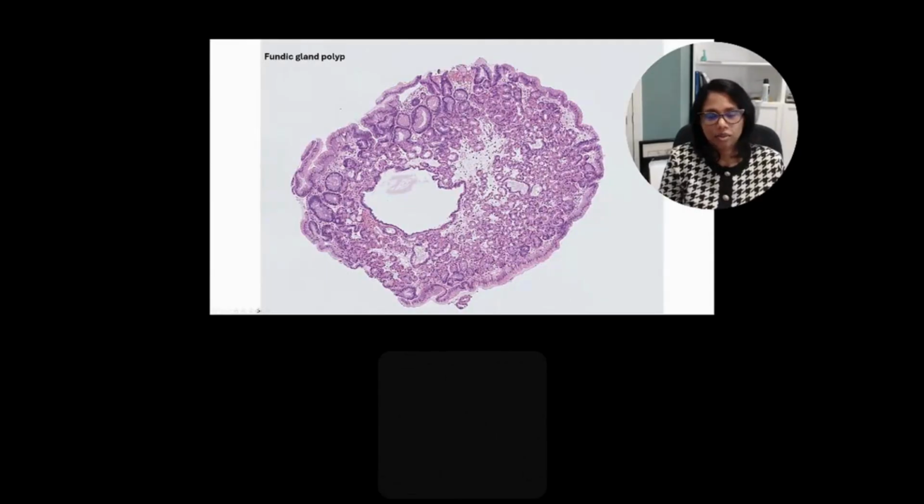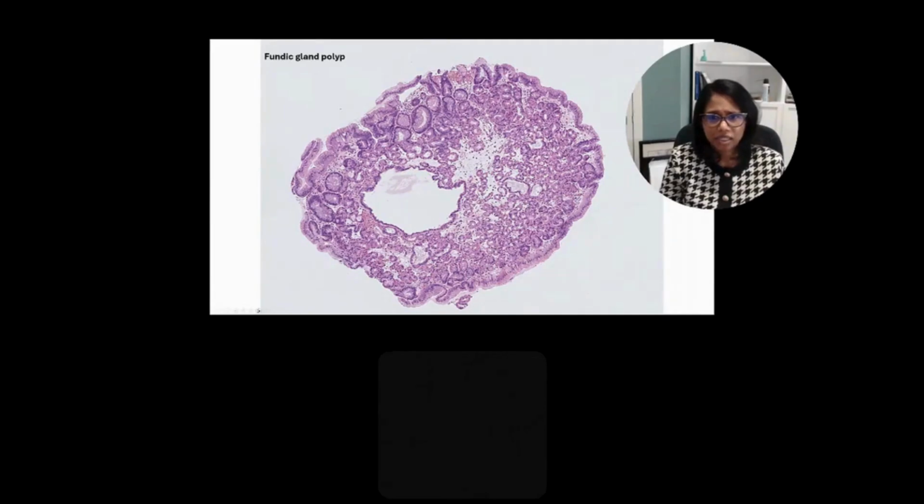This is just your, if I can use the term, common garden fundic gland polyp, where you have this polypoid lesion, and this is probably less than 5 millimeters, of course. It's lined by gastric foveolar epithelium, and it's characterized by these dilated fundic glands lined by a combination of chief cells, parietal cells, and mucous glands, and it looks very bland, very typical.